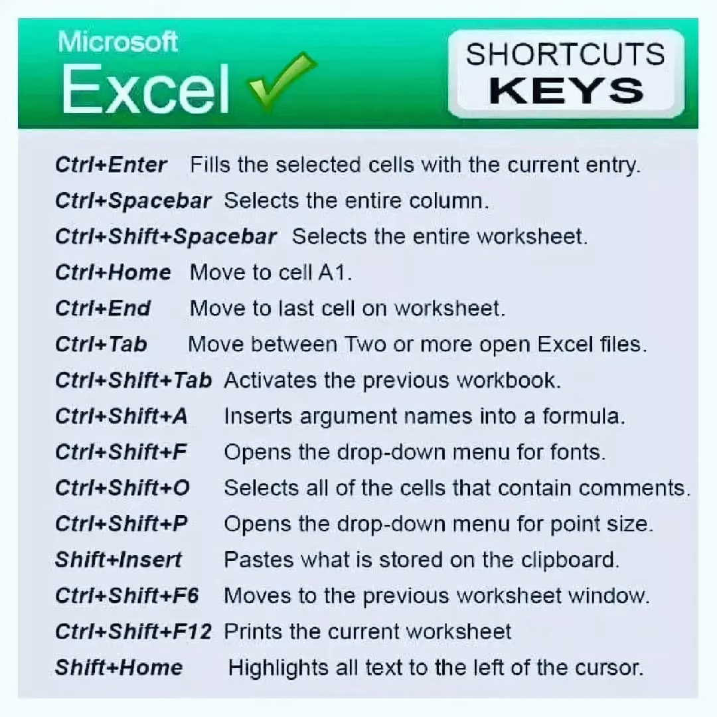Second, Control plus Space bar selects the entire column. Third, Control plus Shift plus Space bar selects the entire worksheet. Fourth, Control plus Home moves to cell A1.